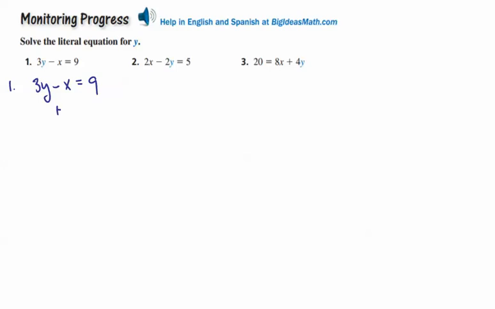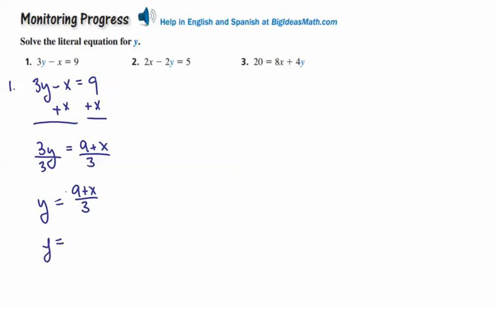So the first thing we're going to do to isolate the y, add x on both sides, and we get 3y is equal to, we cannot add the 9 and the x together, they're not like terms, so 3y is equal to 9 plus x. Dividing both sides by 3, we get y is equal to 9 plus x over 3. This can be split up, so we could write this as 9 over 3, which is 3, plus 1/3 x. So either of those ways, or something in between those, should be fine.